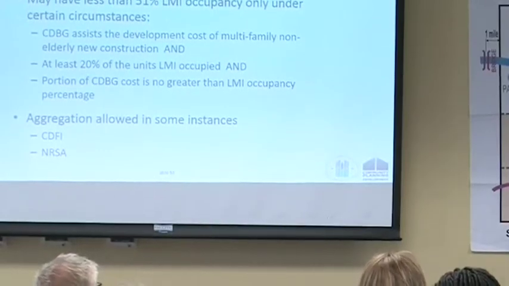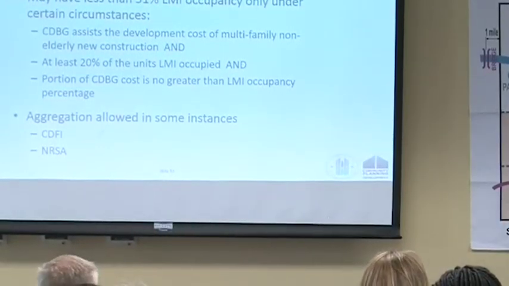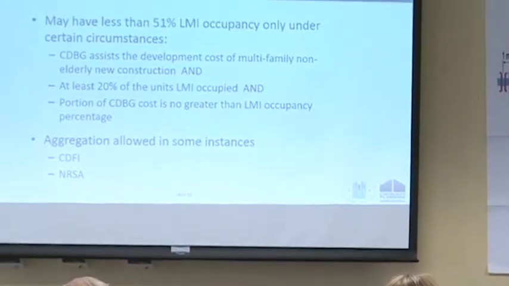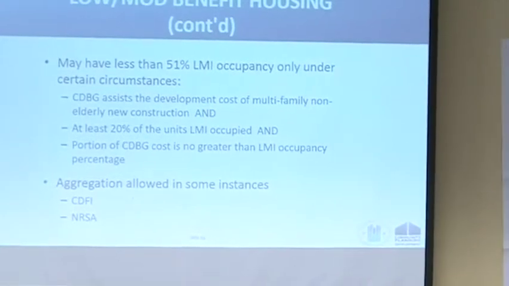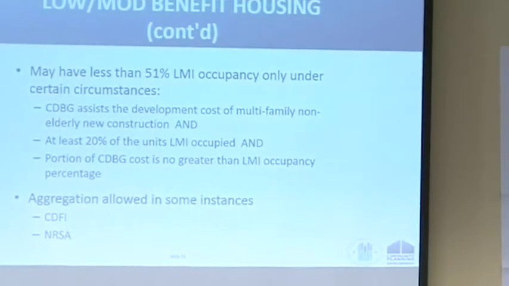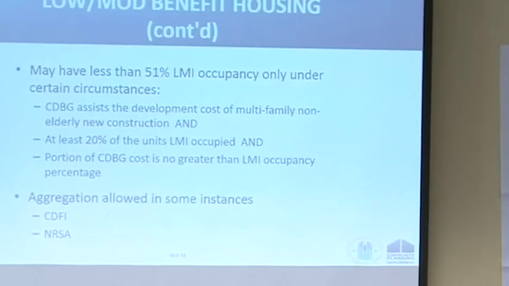So normally, if it's not in an NRSA, each individual has to qualify, right? You can't help them if they are not a low and moderate income person or household. Whereas with an NRSA, with a CDFI, you can aggregate all of these, and as long as 51% of the units are occupied by low and moderate income people, you can fund that. Okay? So people who would normally not qualify would actually be able to have their house rehabbed. That's one of the benefits of the NRSA. Okay?